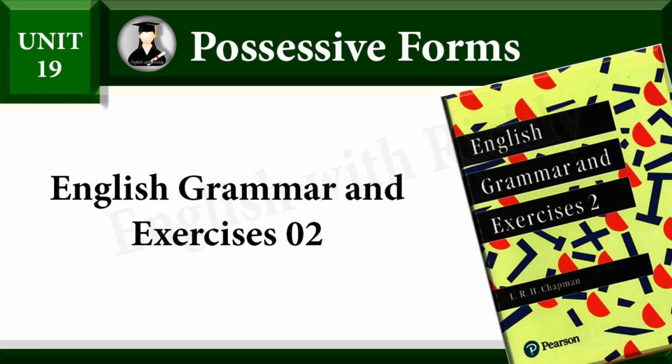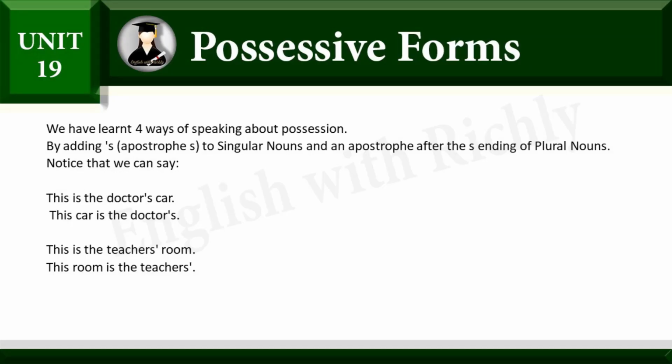இந்த வீடியோவில் இங்கிலீஷ் கிராமர் அண்ட் எக்ஸசைசஸ் 1 புக்கில் உள்ள யூனிட் 19 possessive forms பற்றி பார்க்கலாம். We have learned 4 ways of speaking about possession by adding apostrophe s to singular noun and an apostrophe after the s ending of plural noun.